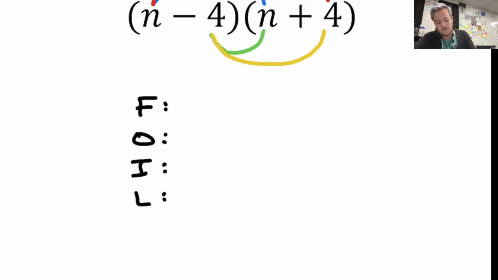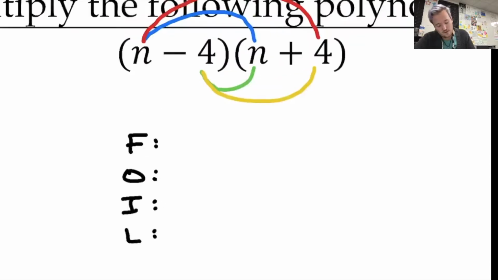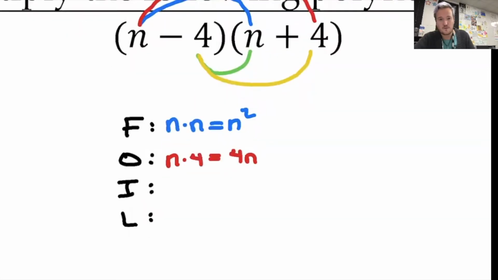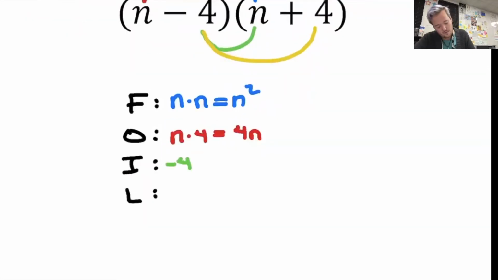In blue is our first terms, so n times n gives you n squared. Then in red, we have n times 4, which gives you 4n. Then in green, we have our inside terms, negative 4 times n, which gives you negative 4n. And our last terms, negative 4 times 4, give you negative 16.